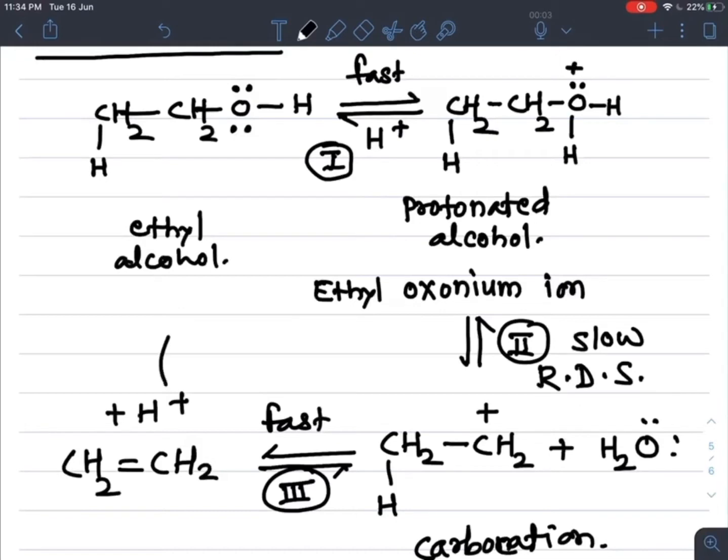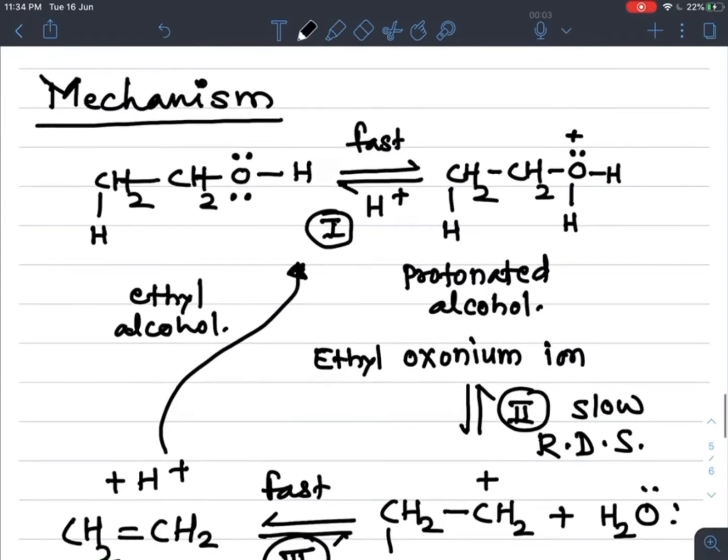So this H plus again plays a role in further dehydration of alcohol. So this is the mechanism. Once again, see what the mechanism is. In the first step, this is the ethyl alcohol, CH3CH2OH. To show this mechanism, this H is written separately here, and OH is there along with the 2 lone pairs of electrons on oxygen.